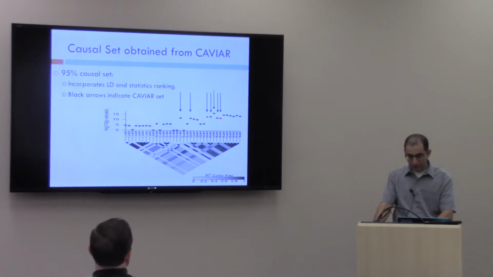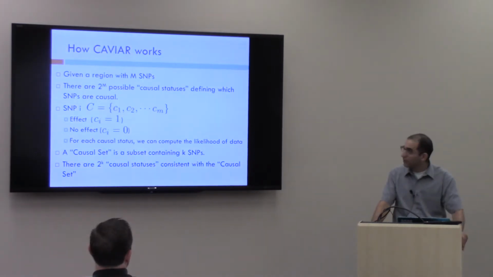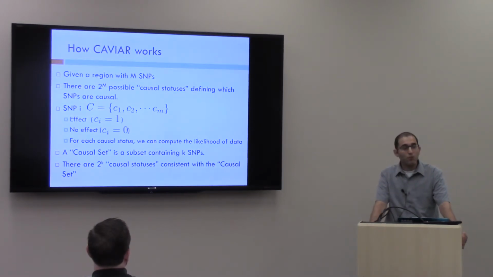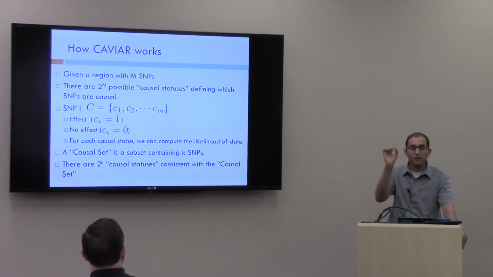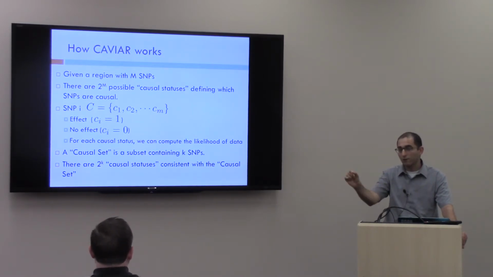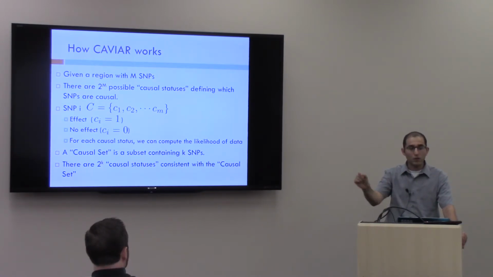So how does CAVIAR actually work? It seems like it's not that easy. In order to find this rho causal set, we introduce a concept called causal statuses. You can consider that for a single SNP, you have 2 possible causal statuses. Either that SNP is causal, which means it has an effect on the phenotype, so you represent it by 1, or the SNP is not causal, so it's 0 and has no effect on the phenotype. So for a region which has M SNPs, there are 2 to the M possible causal statuses for that locus.